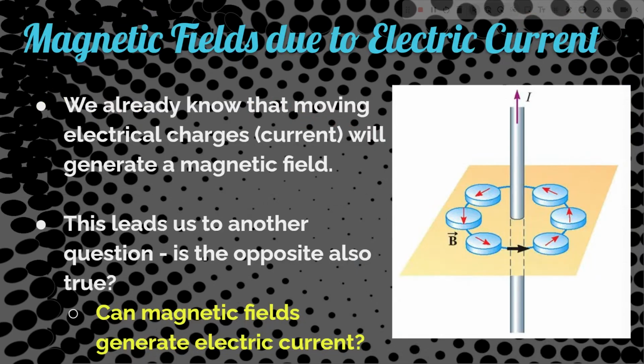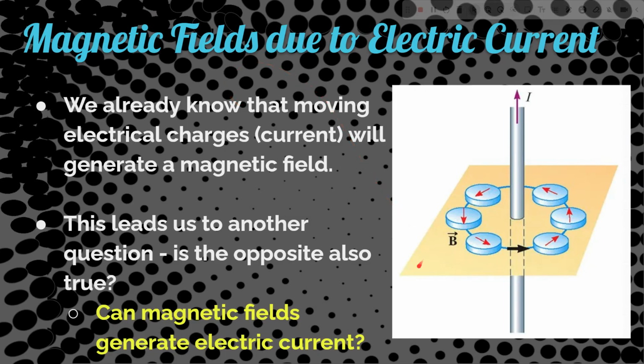We already know that moving electrical charges, which means a current, will generate a magnetic field. We've looked at the magnetic field that gets generated around a current-carrying wire. We saw it traced out with a compass as we moved it around in the simulation. But that leads us to another question. Is the opposite also true? Can magnetic fields generate electric current? And your answer to that question is yes.